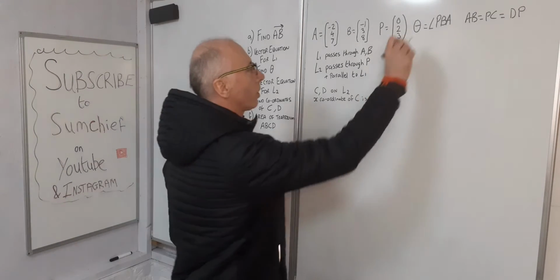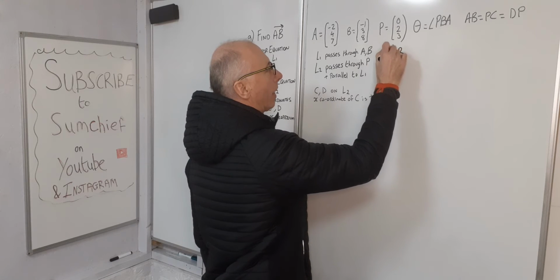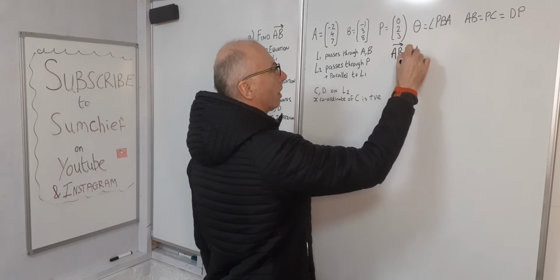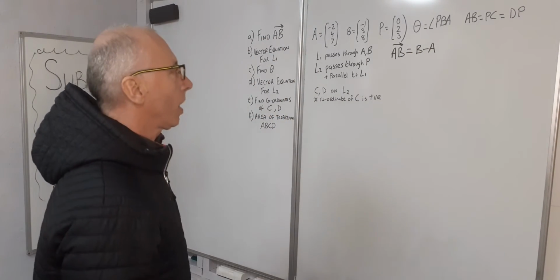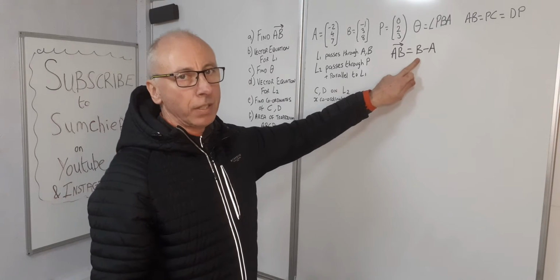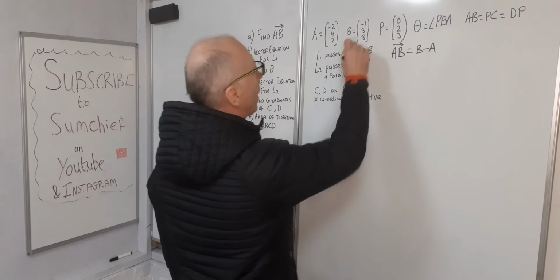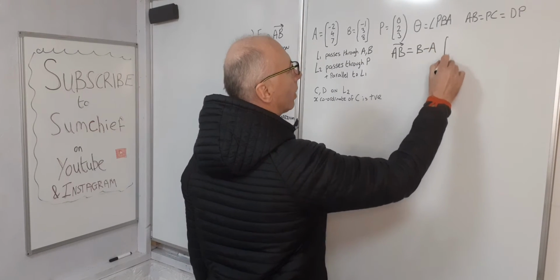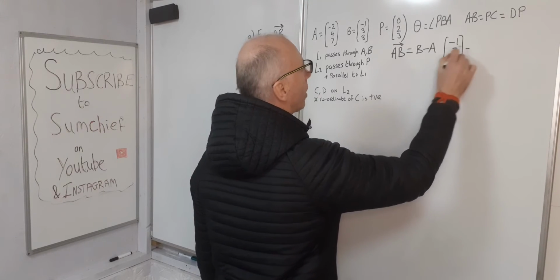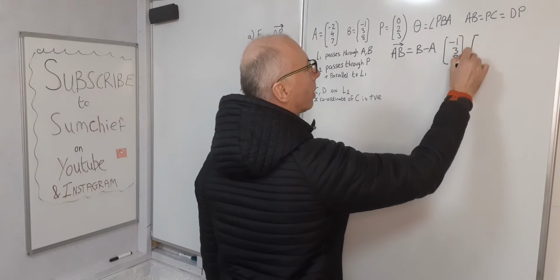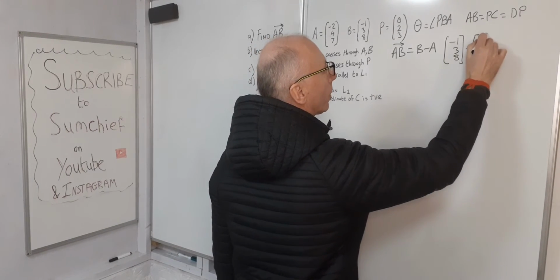Well, what we can do is we can say that AB is B minus A. So that's the destination vector minus the origin vector. So let's put that up there now. So we've got -1, 3 and 8 minus A, -2, 4 and 7.